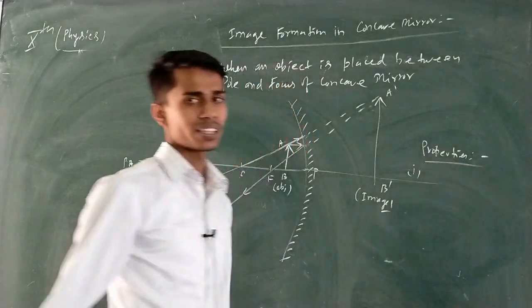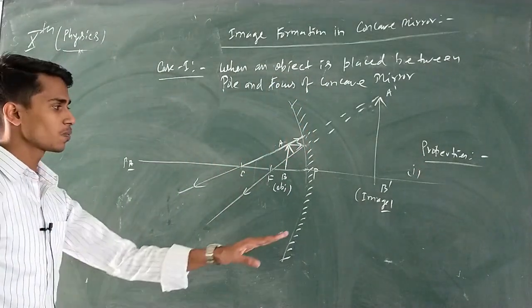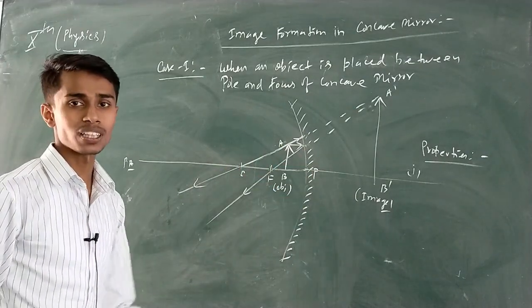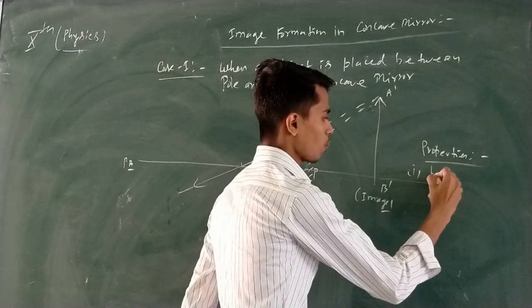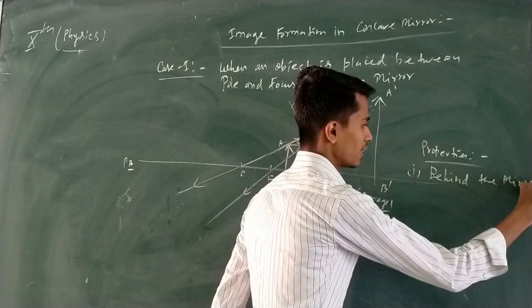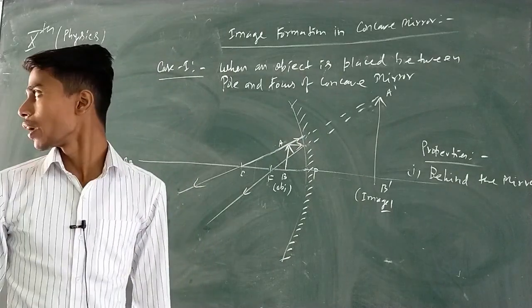Let's talk about position first. What is the position of image? It is forming in front of the mirror or behind the mirror. Yes, the image is forming behind the mirror. What is the position of image? Whenever an object is placed between pole and focus of a concave mirror, the image will be formed behind the mirror. Now, point number 2.